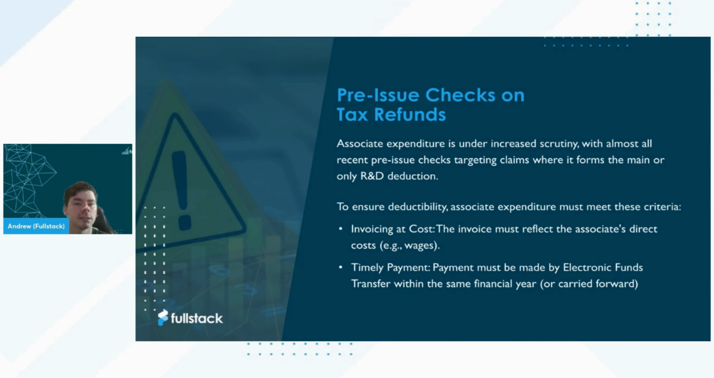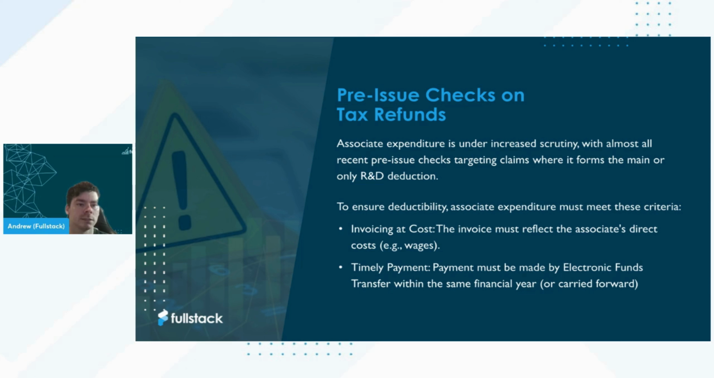So returning to some of the compliance activity that we've been seeing, we've seen an uptick in pre-issue checks. So that's checks before a refund is issued, but after the R&D entity has submitted their company tax return. Most of these have been triggered due to large associate expenditures. And for context, associates are other entities that are related to the R&D entity. So that can be individuals or businesses.